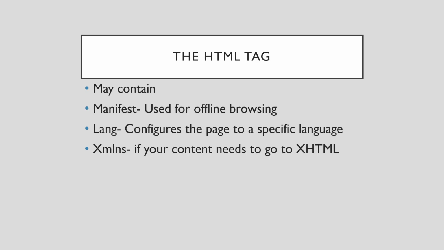The HTML tag comes after your document type declaration, and it can contain the manifest, and that's used for offline browsing. It can contain the language, and it configures the page to a specific language, and it can also contain what's called the XMLNS, and this is if your content needs to go into XHTML, but we don't really talk about that one.